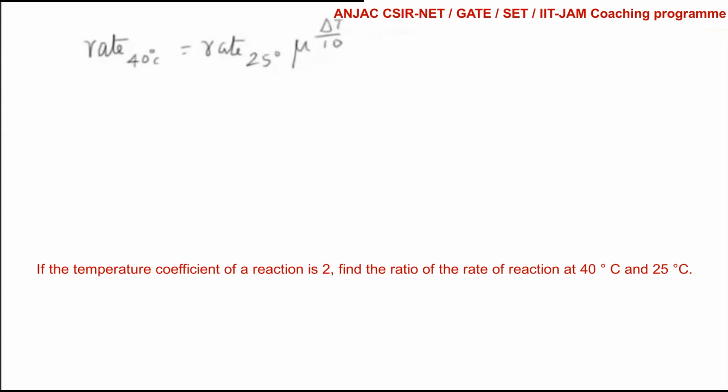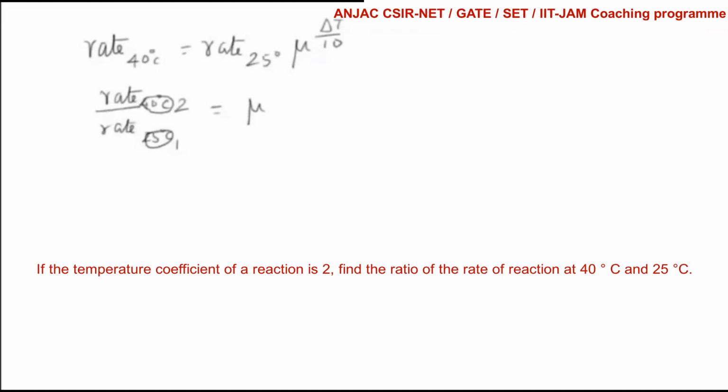What is asked here? Find the ratio of the rates, therefore you convert the formula as follows: rate at 40 degrees centigrade and rate at 25 degrees centigrade. If a confusion arises, just write the subscripts 2 and 1 to indicate it: the lower number indicates the lower temperature, the higher number indicates the higher temperature. Mu. What is delta T? The difference between the higher and lower temperature.